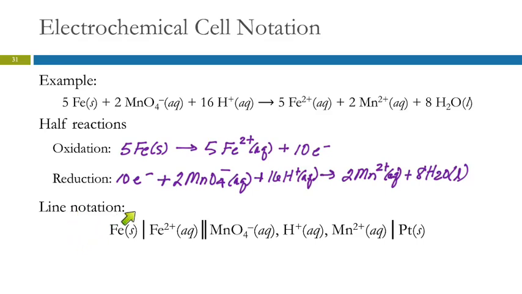The line notation is describing the oxidation between solid iron and iron ions in solution. And over here, the reduction is occurring all in solution with the platinum electrode here to provide the electrons from the wire. So we've got permanganate and hydrogen and manganese. The water here is just the solvent. Any questions?